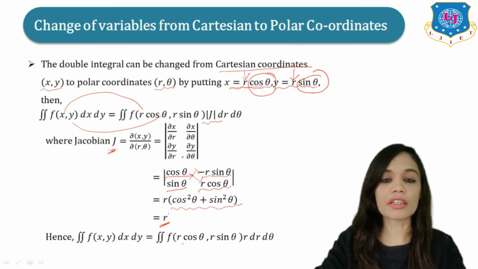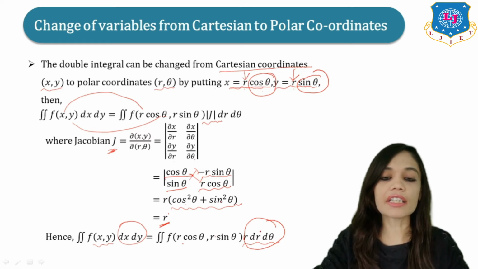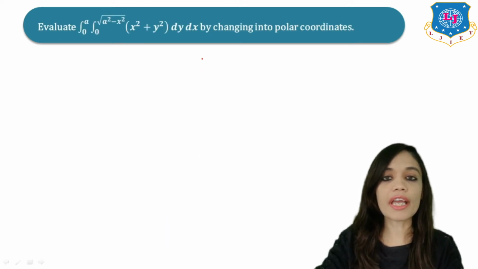What we have done here, in all, is convert x, y to r and theta by putting x equal to r cos theta and y equal to r sin theta. In such types of questions, our Jacobian, that is mod J, will always be r only. So your dx dy will always be equal to r dr d theta. Now let us solve one example.